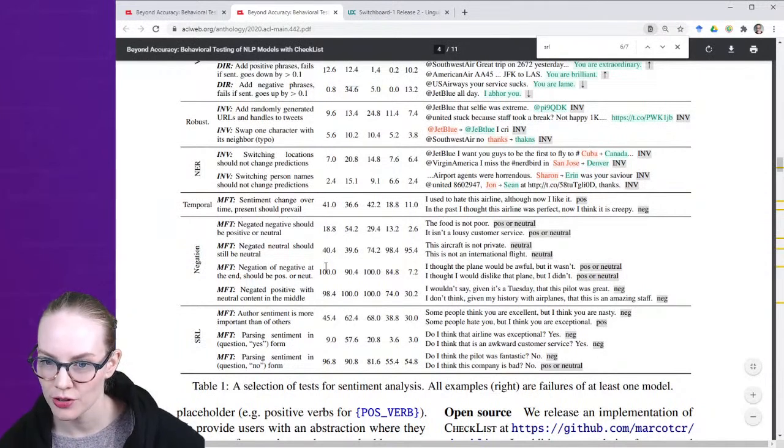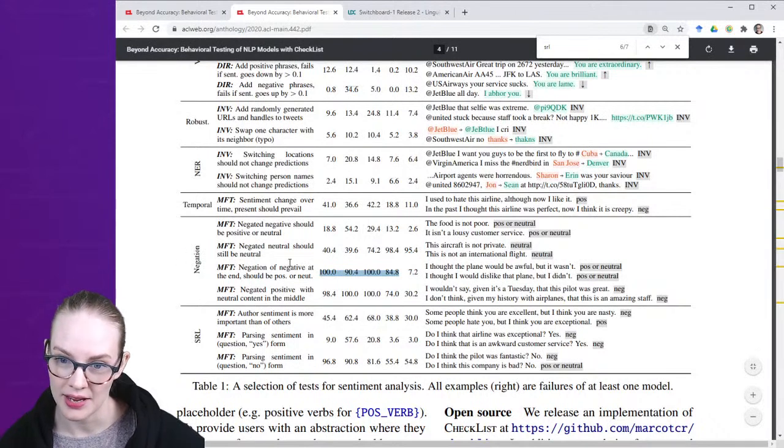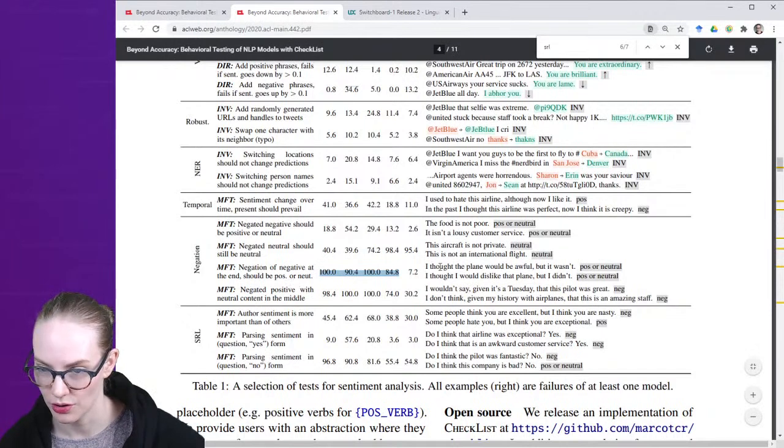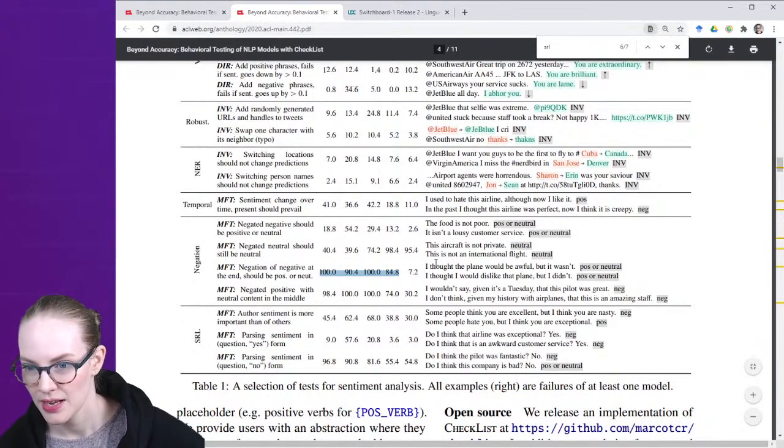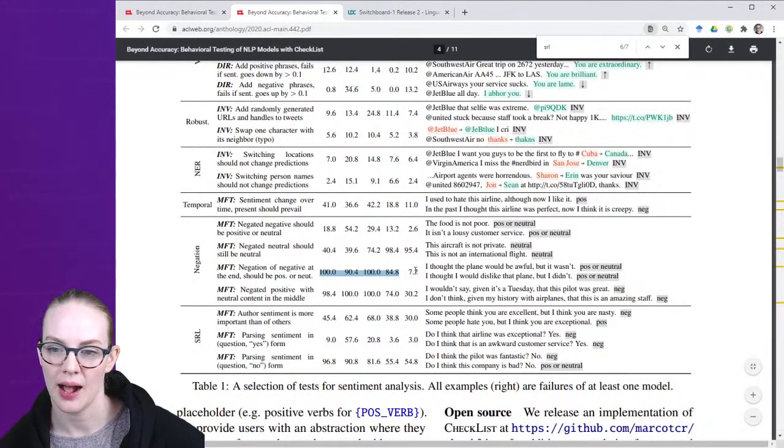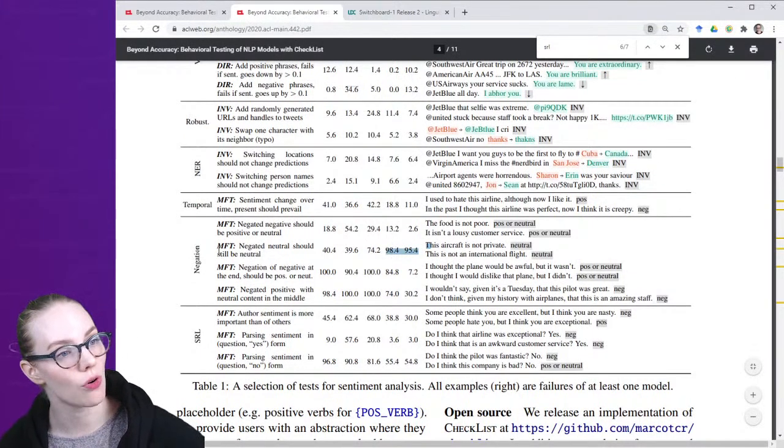Other failure modes. So this is really high, these ones. Negation of a negative at the end should be positive or neutral. So, I thought the plane would be awful, but it wasn't. I thought I would dislike the plane, but I didn't. It looks like every model but RoBERTa really fails on this particular task. And BERT and RoBERTa don't do well on this neutral task because they just don't have a neutral class, so that's kind of expected.